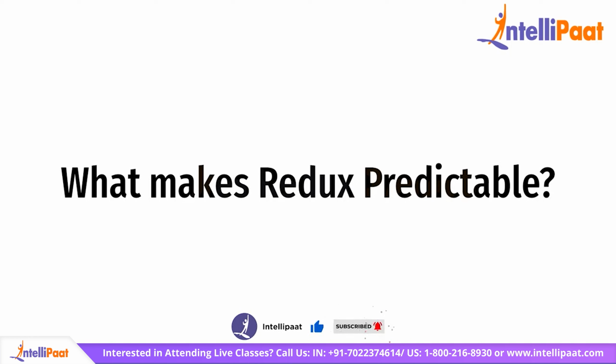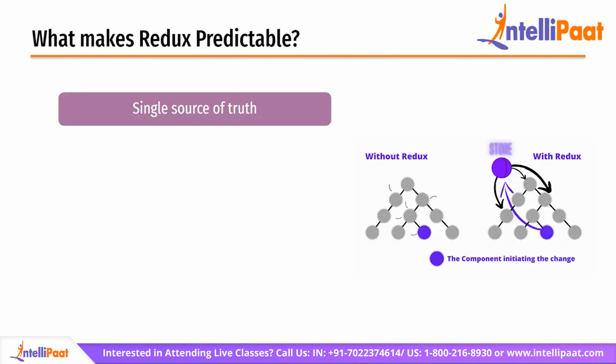Redux is considered to be predictable because it enforces a strict set of rules for how the state can be updated, which makes it easier to understand how data is flowing through an application and debug issues. Here are some of the key features of Redux that contribute to its predictability. Starting with single source of truth. Redux uses a single centralized store to hold the state of an application. This makes it easier to understand where the data is coming from and how it is changing over time.